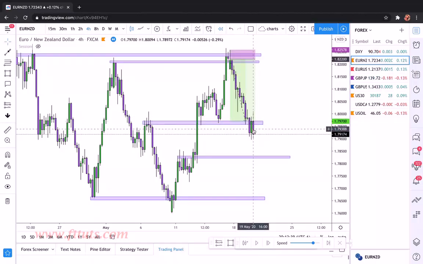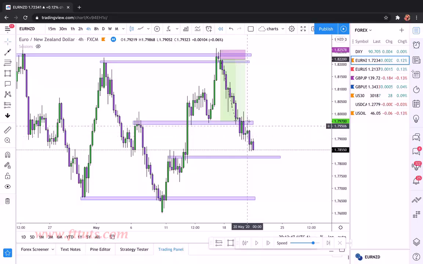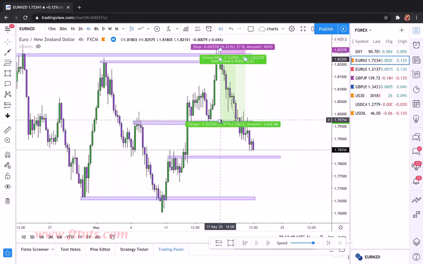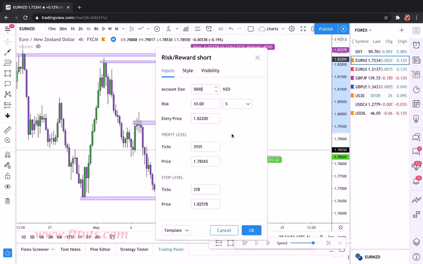Okay, so it breaks, comes up. It's looking like it's going to fake out, but let's just see. Okay, so it breaks, tests, and then continues down. So we're moving our TP here. Okay, so we're rounding again. Take profit level, 250.